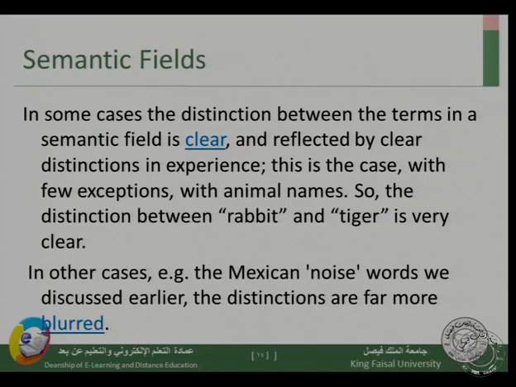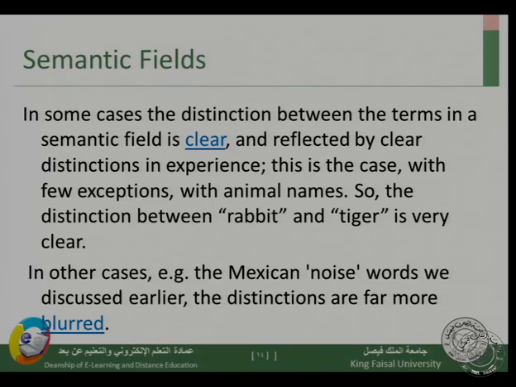In some cases, the distinction between the terms in a semantic field is clear. So it's very clear when you, for example, say this is a rabbit and this is a tiger. It's really hard to confuse the two. So these are reflected by clear distinction in experience. You see a rabbit, you know that it's a rabbit. You see a tiger, you know it's a tiger. So this is, of course, the case with animal names like we mentioned here, rabbit and tiger.